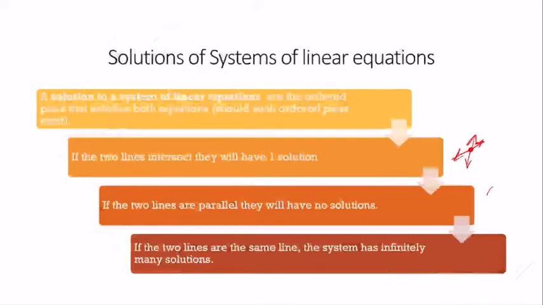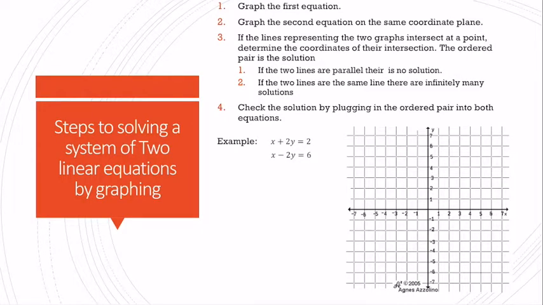So how do we solve a system of linear equations? Well, there's 3 different ways: graphing, substitution, and elimination. Let's start with graphing. So the first thing we're going to want to do is graph our first equation, graph our second equation, and determine what the solution is and check our solution. So here I have x plus 2y equals 2 and x minus 2y equals 6. I'm going to want to go ahead and get these into y equals mx plus b form. Remember, if I solve for y, m gives us our slope and b gives us our y-intercept.